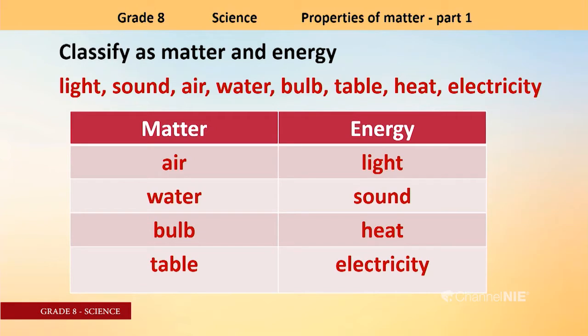Here, you have been asked to classify these things as matter and energy. You have been given a set of words: light, sound, air, water, bulb, table, heat and electricity. Okay. Shall we see how to classify them? At the beginning, light. Light should be an energy. Then sound. Sound should be an energy too.